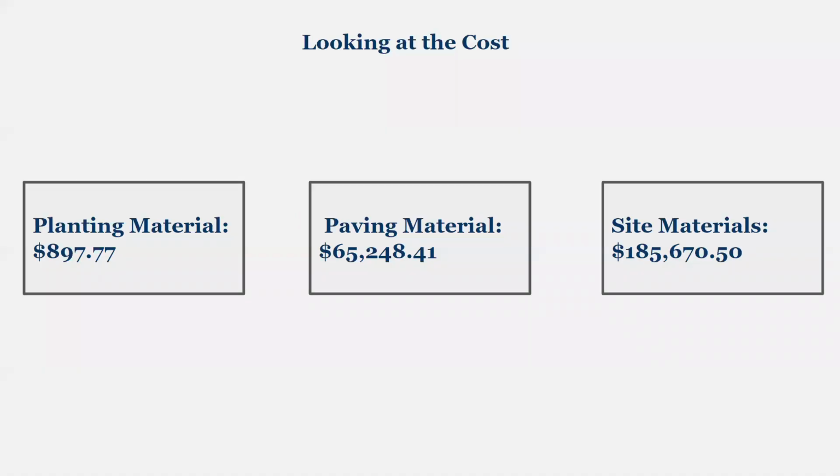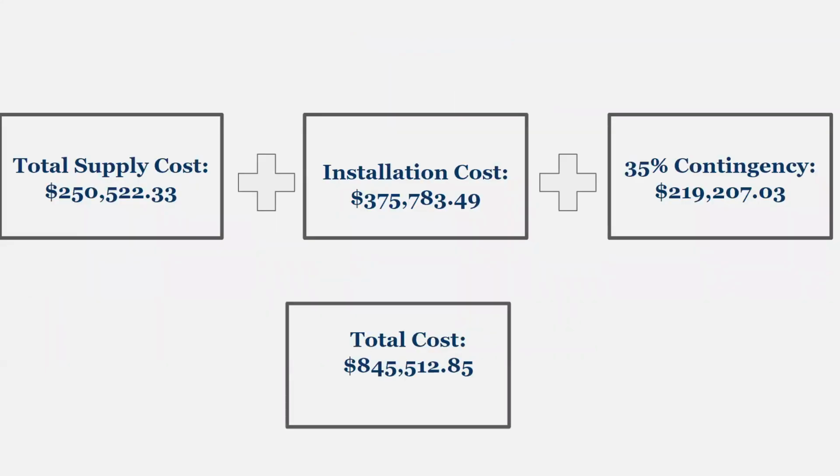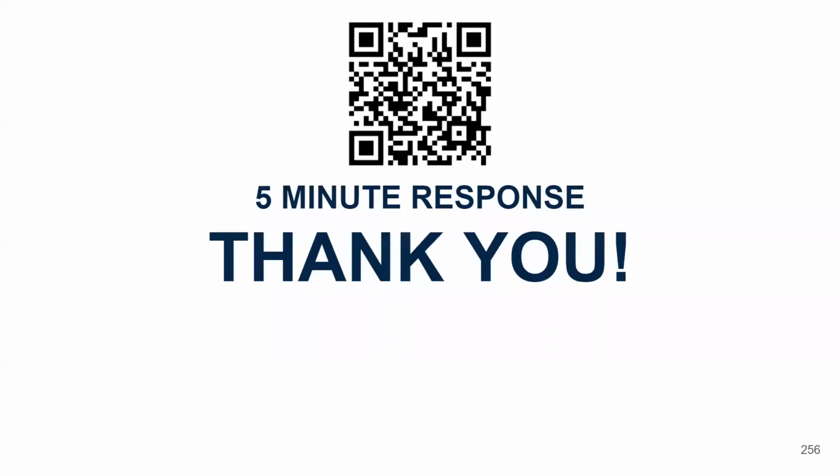My planting material is about $900. Paving materials are about $65,000. Site materials are around $185,000, which is around $186,000. Tree supplies are $250,000. Installation is $375,000, around $376,000. The 35 percent contingency is around $219,000, and the total cost rounds up to $845,000. That is all I have.